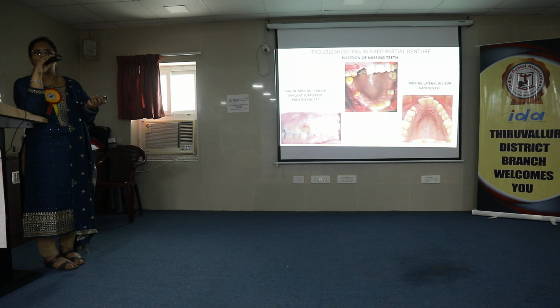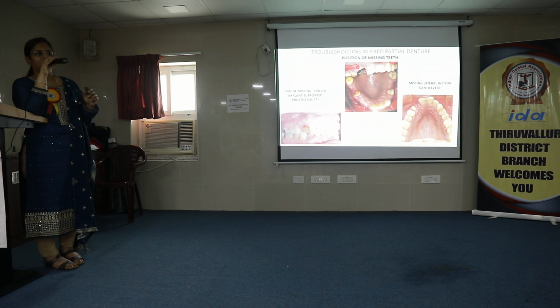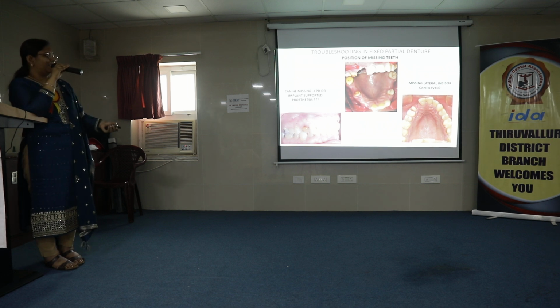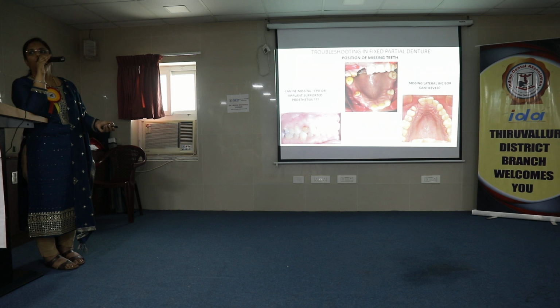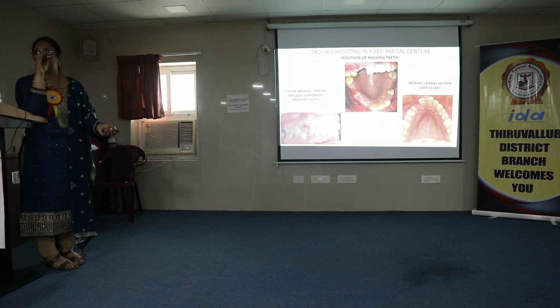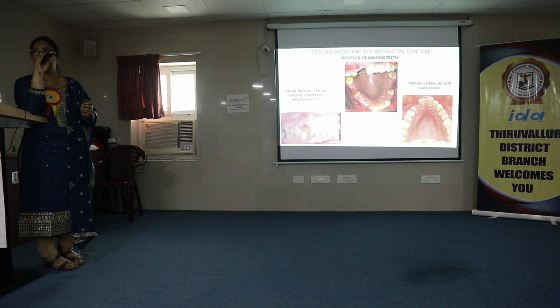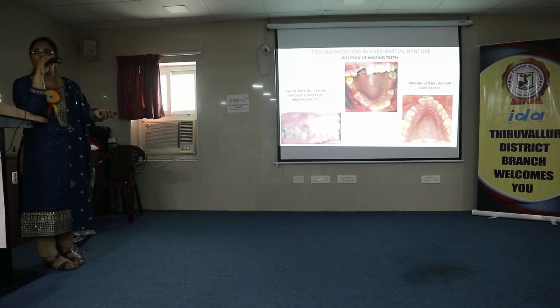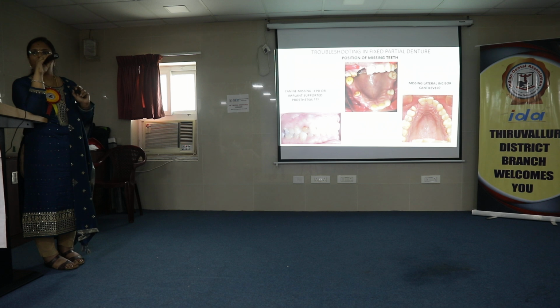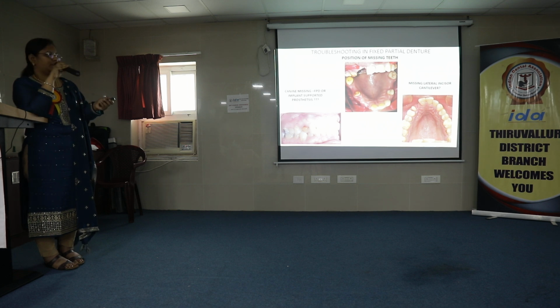Another thing is a group function. You can see most of the elderly patients will have a group function. So these are the major two concepts. When you want to give a canine guided occlusion, preferably you don't include the canine in the fixed partial denture. You go for an implant supported prosthesis. If the patient is not willing, then you have to tell them the reason. But the first choice is an implant supported prosthesis.